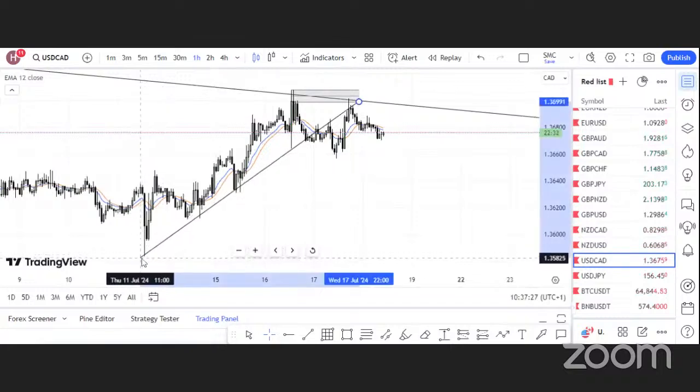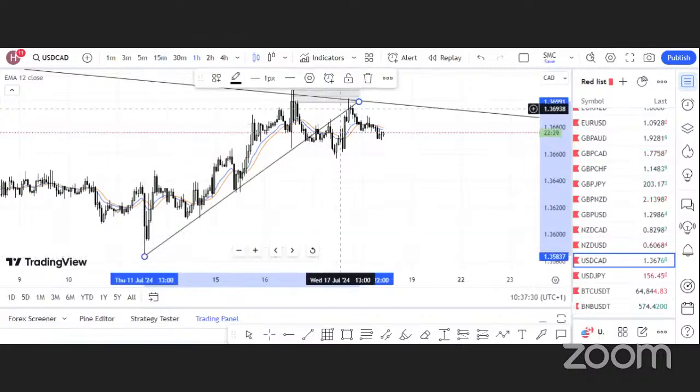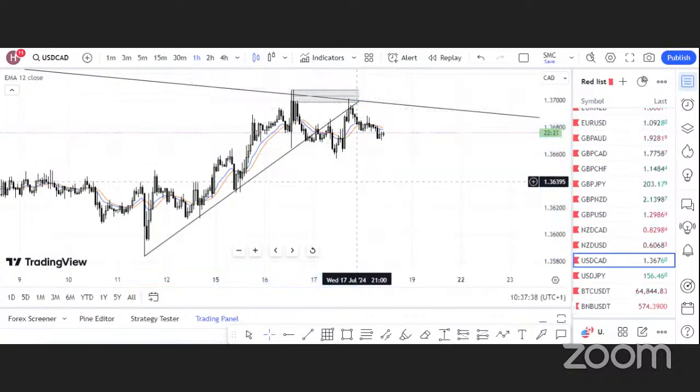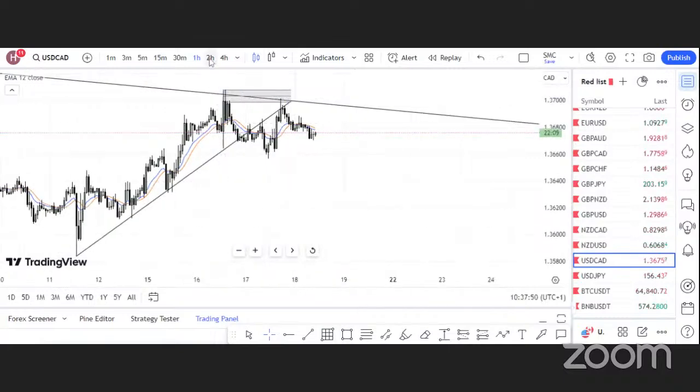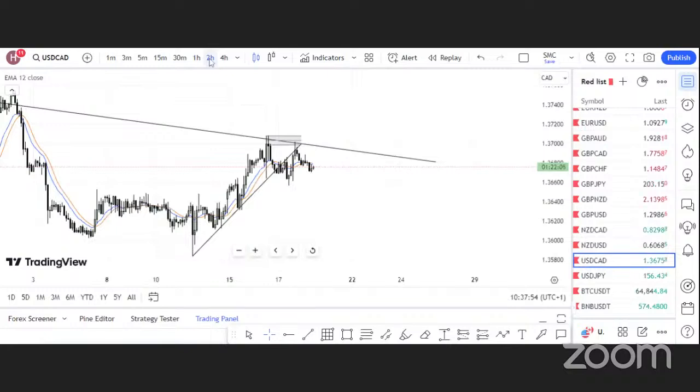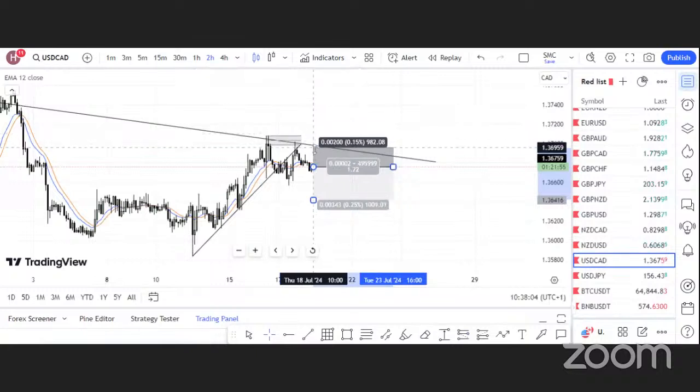So we have a sell on USDCAD because of what happened here. We have a breakout, we have a retest, and we have the continuation. The direction to focus on now is the bearish direction, which is the sell.